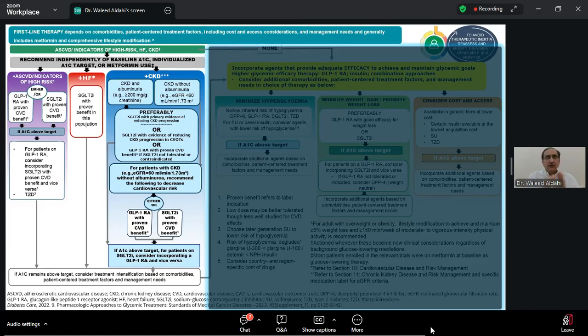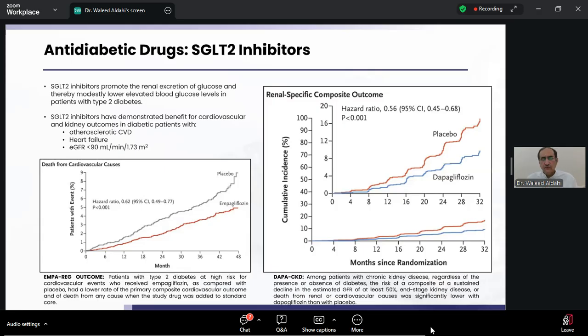So if they have, you will use SGLT2 inhibitors, and we know from SGLT2 inhibitors, these are the two major papers that came from the EMPA-KIDNEY trial and the DAPA-CKD trial.